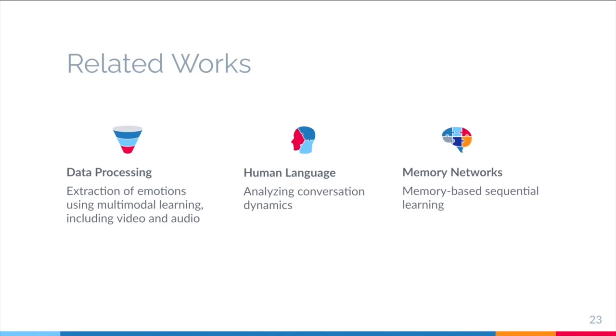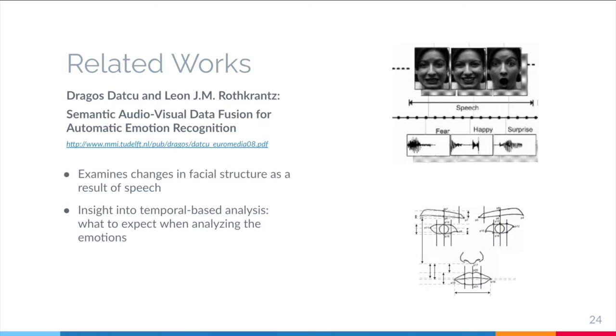So when these researchers were looking at prior art, they looked at three different main categories. They looked at data processing, so things like feature engineering, and then they also looked at human language, so psychology papers, and that gives us context as to why we're going to be classifying things in a certain way, and gives us clarity as to why we're making these decisions. And then they also looked at architectures, in particular memory networks, which is very similar to recurrent neural networks. So this is one of the papers that they looked at.